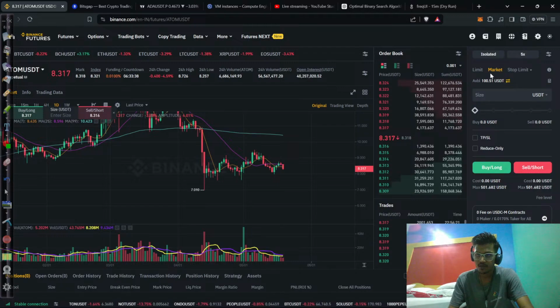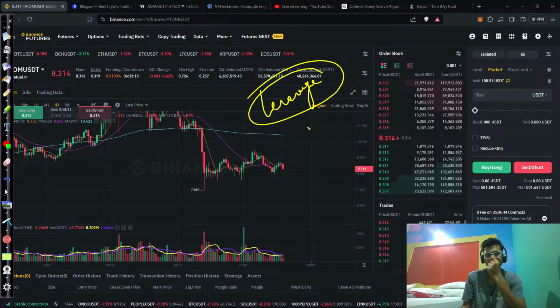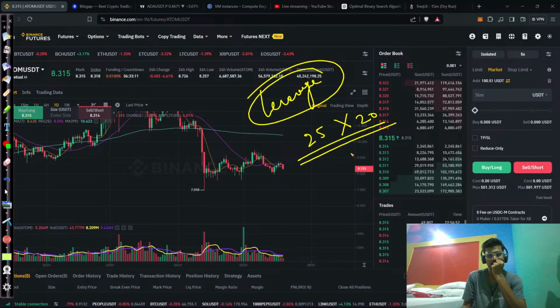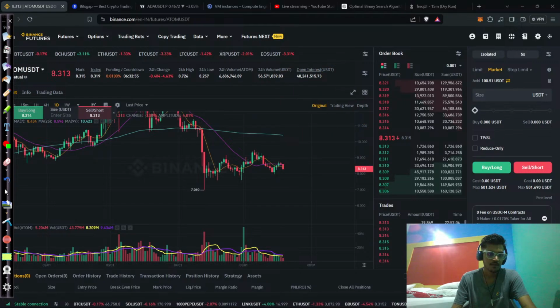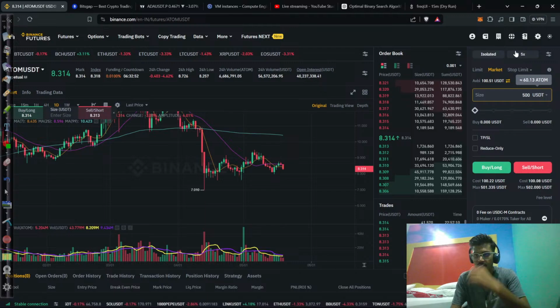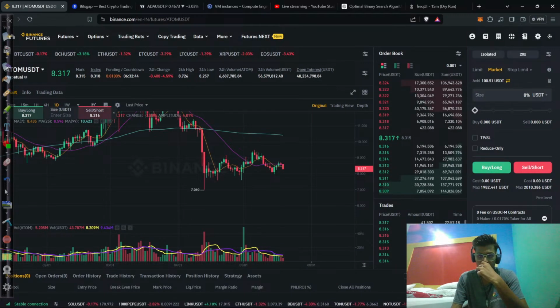I'm gonna take market, then put around, let's see, 25% of the position, and I'm gonna use leverage. With leverage, so $25, I'm gonna take around 20x leverage. So 20x leverage is your $5,000, or is it 500? Yeah, it's 500, sorry, $500. So $25, we're trading as $500. So I'm gonna put $500 and change it to 20x leverage.